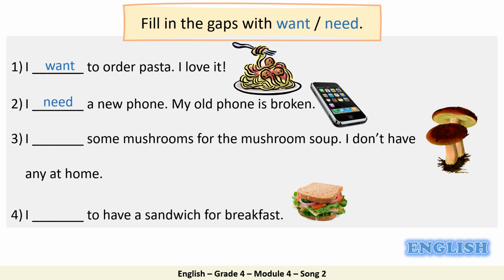Number 3. I space some mushrooms for the mushroom soup. I don't have any at home. Now it's a mushroom soup, and for a mushroom soup, you need to have mushrooms. So you would say, I need some mushrooms for the mushroom soup. Number 4. I space to have a sandwich for breakfast. You feel like having a sandwich for breakfast. It's a choice. So you would say, I want to have a sandwich for breakfast.